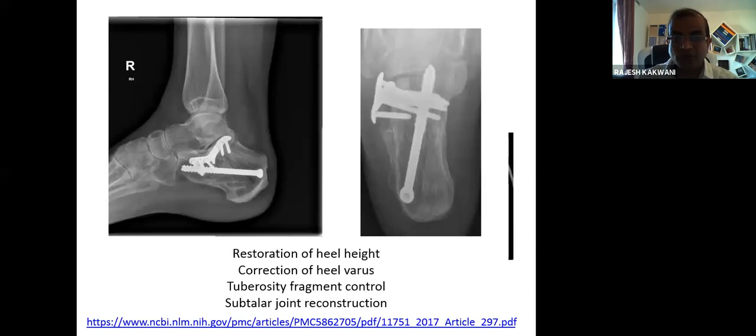So in a sense, you need to restore the calcaneal height, correct the heel varus, reduce the tuberosity fragments back and control them, and restore the subtalar articular surface. You need to read about the UK heel trial, and the article that I've mentioned in this slide is a good comprehensive review. If there is only one article that you need to read, this is a good one, which gives you the brief overview of calcaneal fracture management.